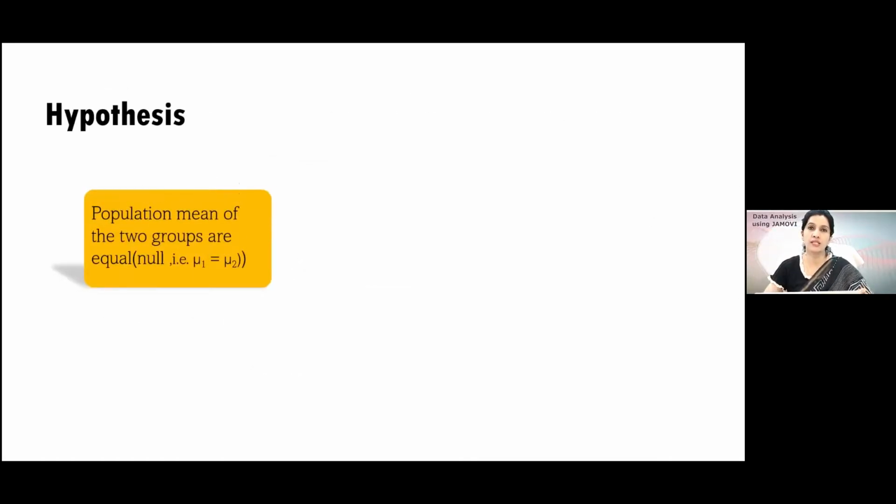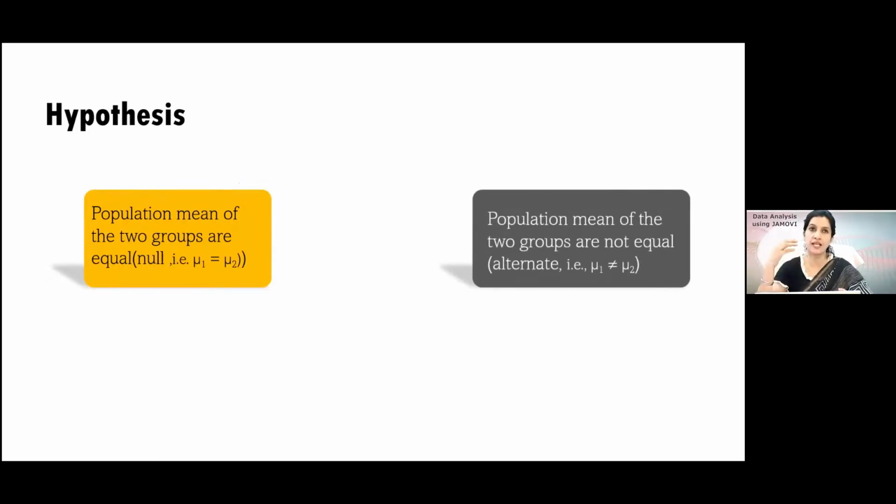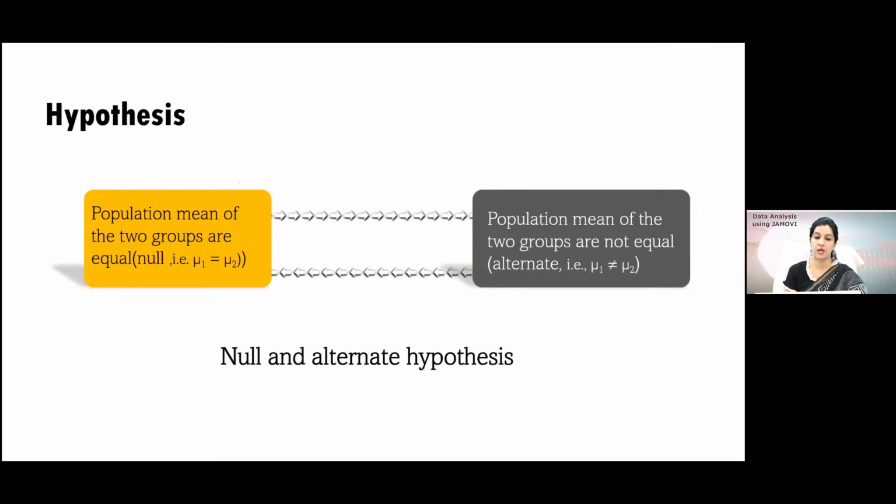So now what is the null hypothesis in case of an independent sample t-test? The hypothesis is that the population means of the two groups are equal. And you can say that there is no difference between these two groups. And in the alternate hypothesis, the population means of the two groups are not equal. So now let's see how we.